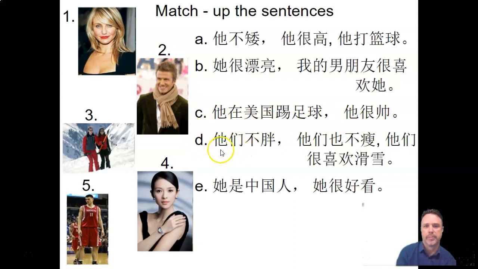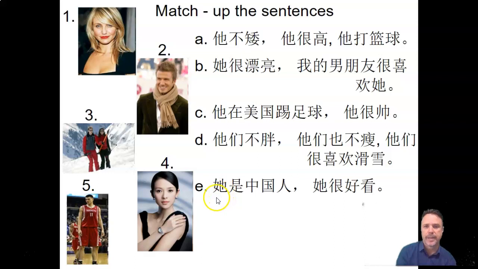This one we know straight away, right now, because it says 他们, and 他们 is they. So this is obviously picture 3. So let's read what it says. 他们不胖，他们也不瘦，他们很喜欢滑雪. So again, we've got a hobby repeated there, 滑雪. 他们不胖, they are not fat. 他们也不瘦, 也 also. They also are not thin. So they're not fat or thin, they're kind of regular size. 他们很喜欢滑雪. They really like skiing. That's the guys in picture 3.